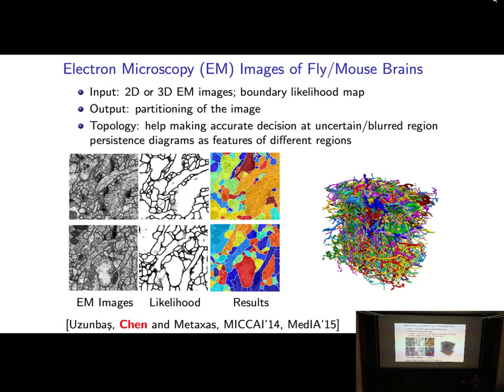And over here, you can see also a blurred region. This is where you don't know. You're not so sure: should I make a separation over here or not? And persistence actually comes in handy in this context.